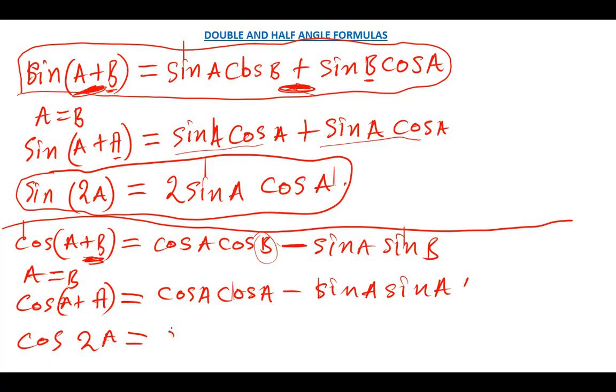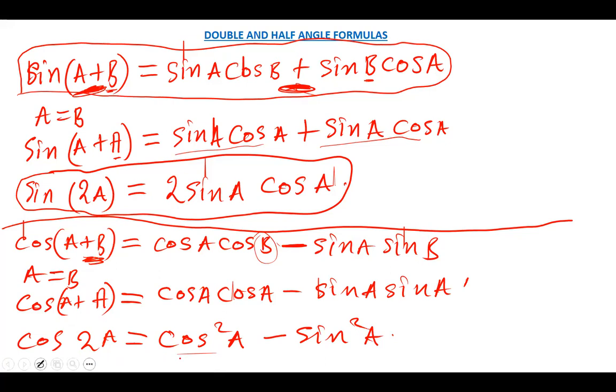So cos A times cos A gives cos squared A, and minus sine A times sine A gives sine squared A. So this one is called the double angle formula for cos. Here, this equation can be changed.